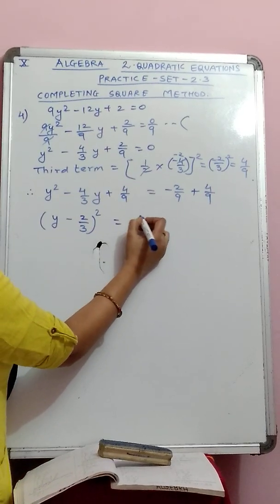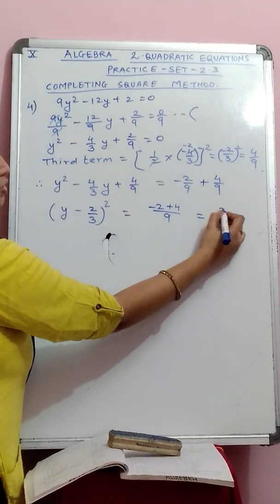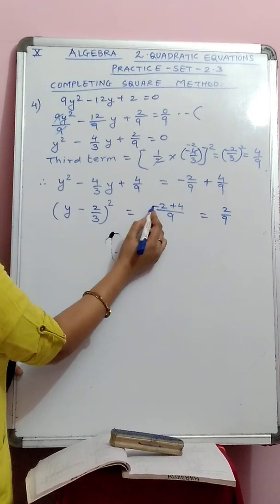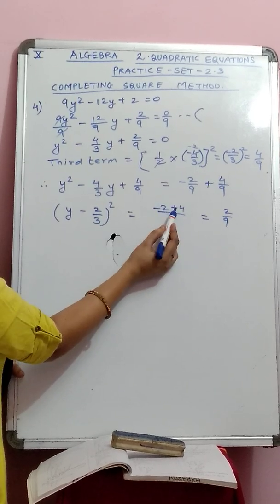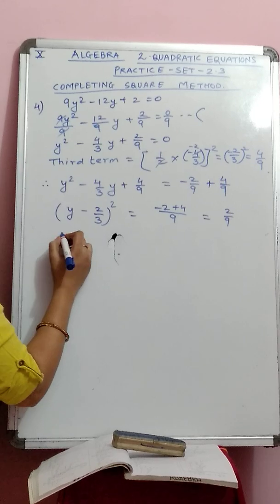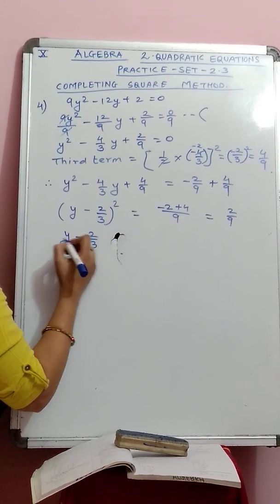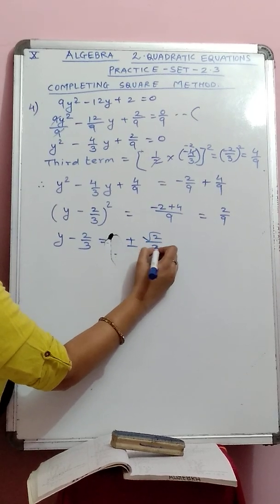It is equal to minus 2 plus 4 upon 9. That is 2 upon 9. Okay. Minus 2 plus 4, 4 minus 2 will be 2, and the sign will be of the bigger number, that is plus. So 2 upon 9. So taking square roots both the sides, y minus 2 upon 3 is equal to plus minus root 2 upon 3.